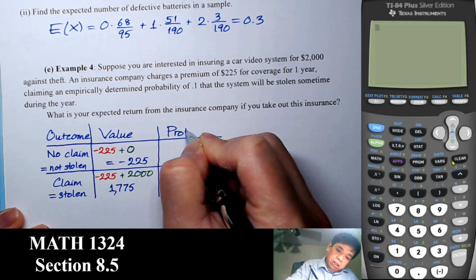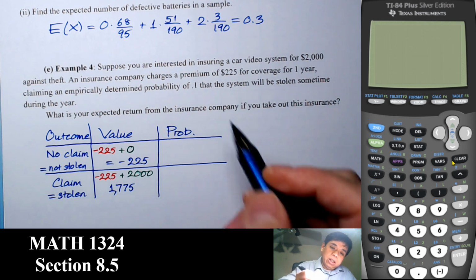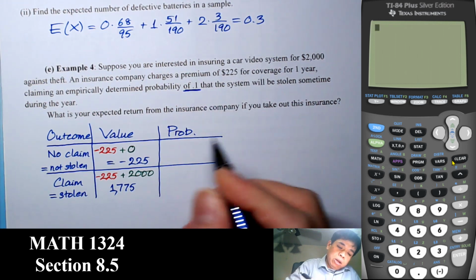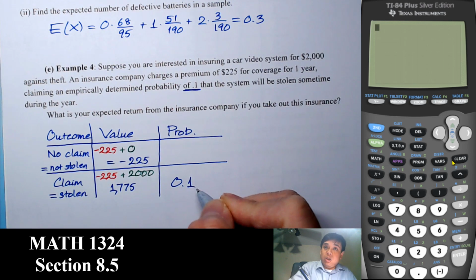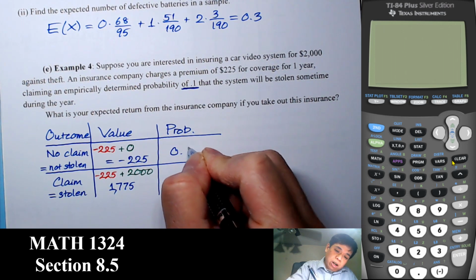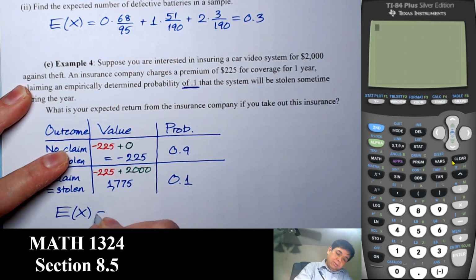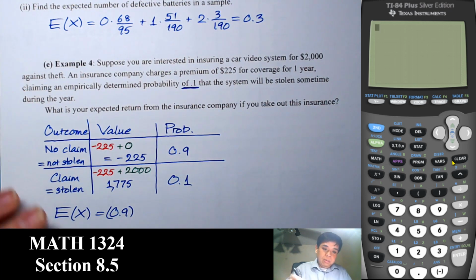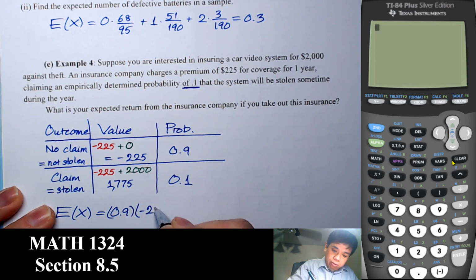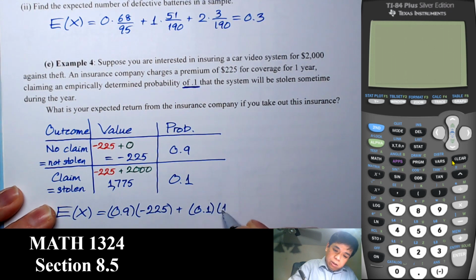Now the probability. What is the expected return? The probability claimed is 0.1 that the system will be stolen. If 0.1 is stolen, this has to be subtracted from 1. 1 subtract 0.1 is 0.9. So that's what we have. Therefore, the expected value is 0.9 times negative 225 plus 0.1 times that.